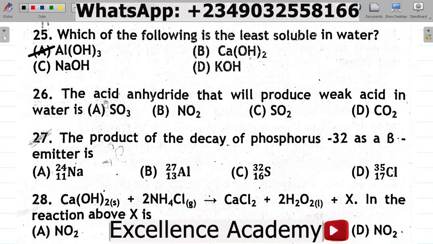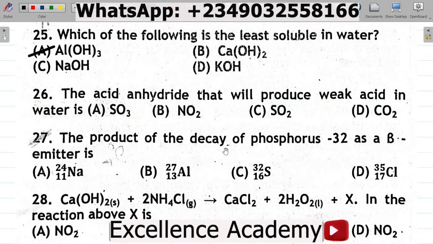26 says the acid anhydride that will produce weak acid in water is... So which of these acid anhydrides will produce weak acid in water? A, sulfur(VI) oxide. B, nitrogen dioxide. C, sulfur dioxide. D, carbon dioxide. So which of these is the answer?